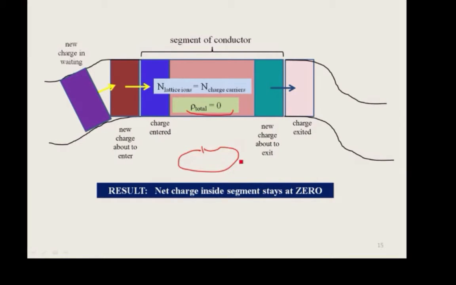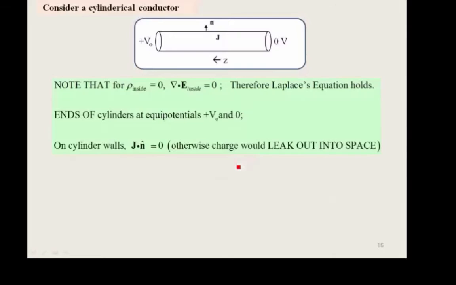The total charge is equal to 0. Well, what about the E field inside the conductor? So here we have a cylindrical conductor, and we'll allow a current density J to be flowing through this conductor. Let's imagine that one end is at plus V0 and the other at 0 volts. The Z direction is in this direction, and we'll have the normal vector on the sides in this direction, and if we wished we could put vectors on the ends.